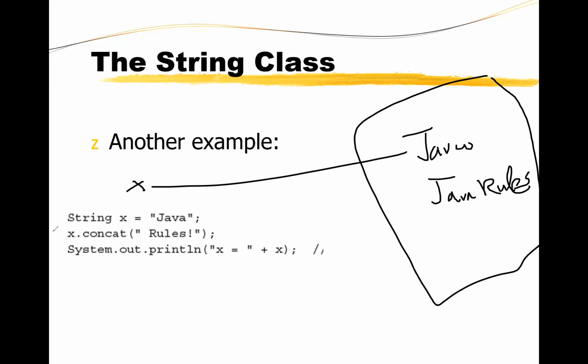By any chance, if you had X equals X dot concat, then this gets removed and the reference will get updated, so in that case it will display Java rules. Since it was not there, the Java rules is the newly created object with no reference, right?